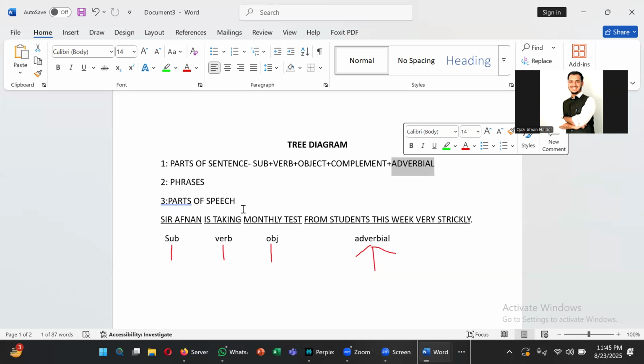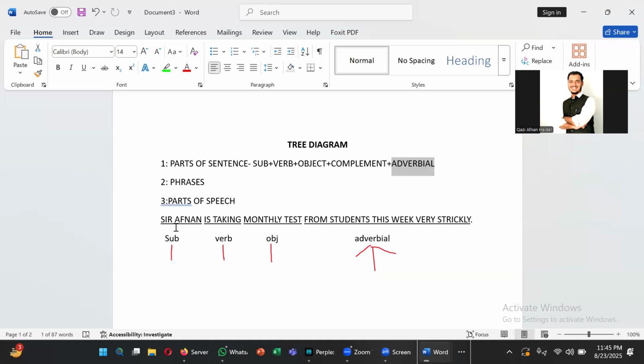Okay? And the second one is phrases. As I have taught you the types of phrases, we have 10 types of phrase: noun, verb, adverb, adjective, preposition, gerund, infinitive, participle, absolute, and phrasal verb. These are the types which I will discuss in the next class. Then we have the third step that is called parts of speech. As we know, we have 8 parts of speech: noun, pronoun, verb, adverb, adjective, preposition, conjunction, and interjection.